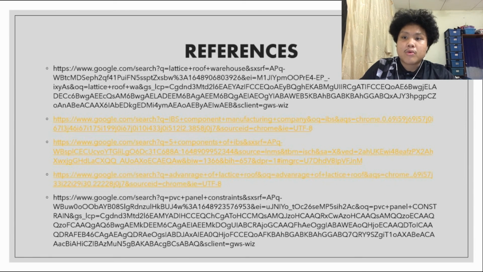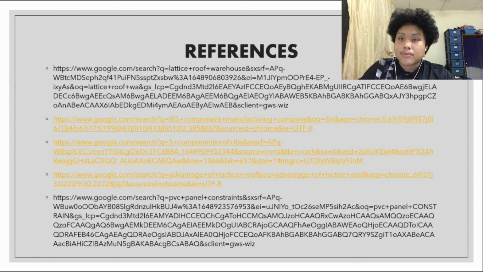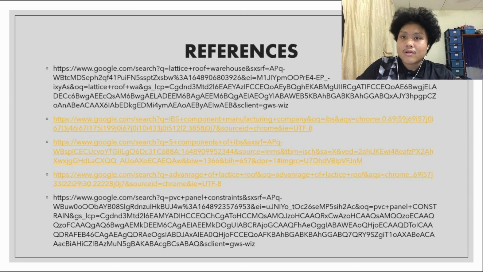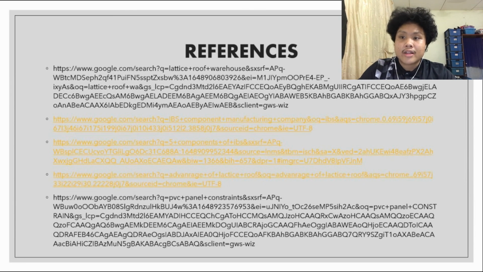That's all from me. If you want to know more about the details, and why I choose these materials for my warehouse, you can go to the website on the screen to find out more about why I chose PVC panel and lattice truss as materials to make this warehouse stronger for the IBS components.